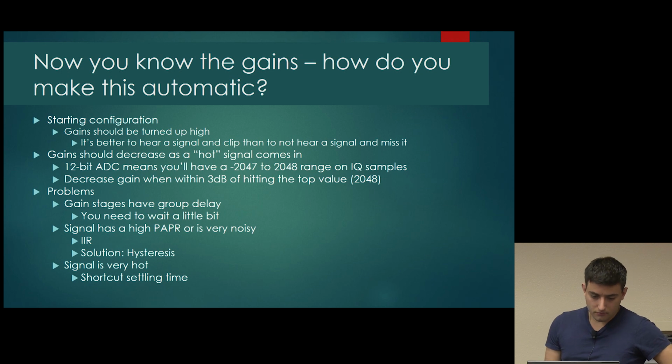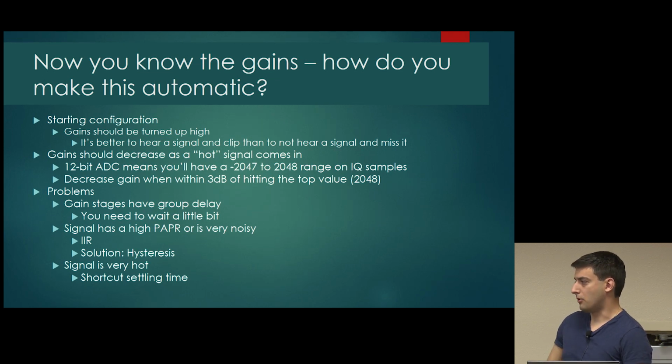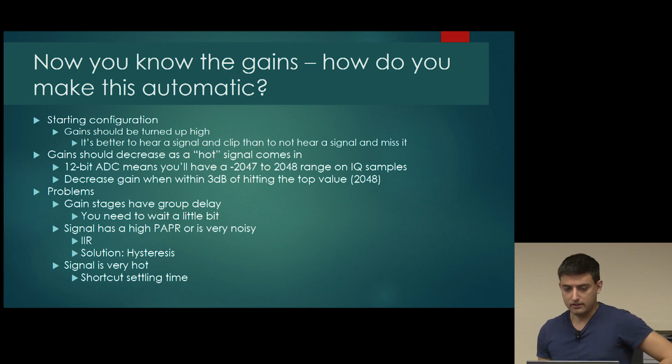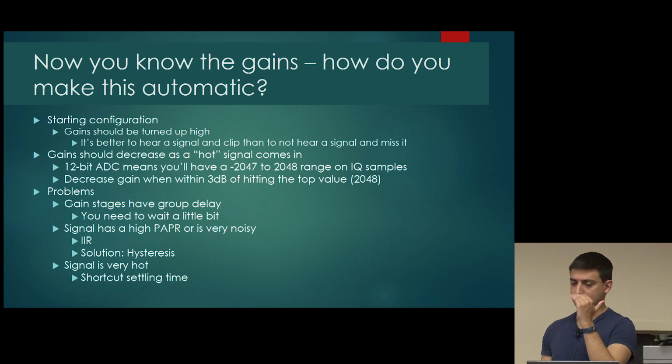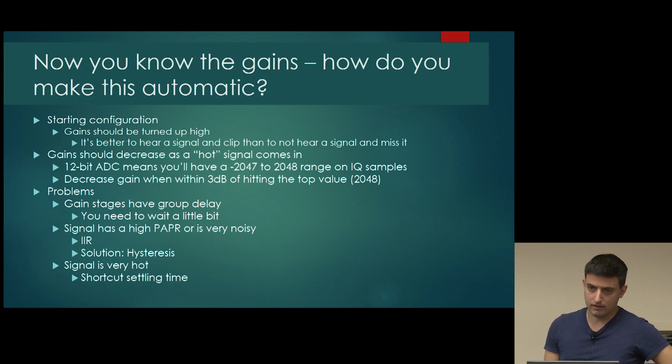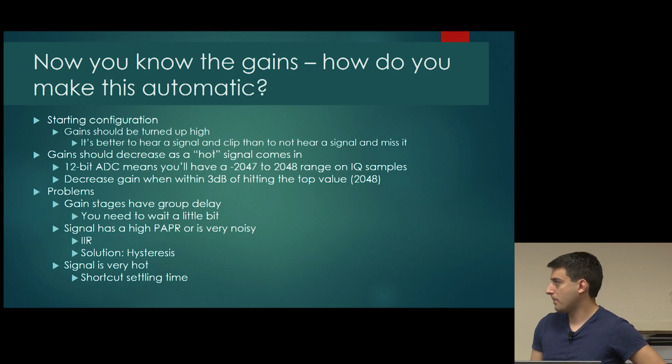So the problem is that there's a bit of group delay in the architecture of most transceivers. So you need to wait a little bit after you adjust your gain settings in order to see the new gain settled. So AGCs aren't exactly perfect when it comes to instantaneously adjusting their gains. So there's a bit of settling time. So in the design of the AGC core, we basically had to keep that into account and insert these wait states in the AGC to allow everything to come through.